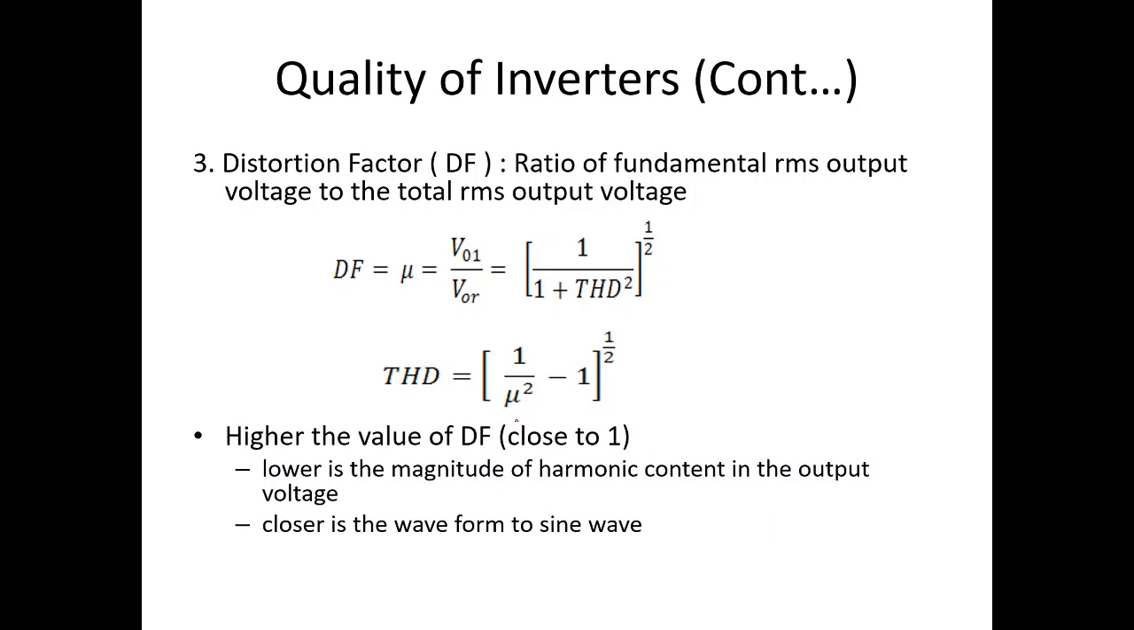So what is the information we have from this distortion factor? You can have this kind of information. The higher the value of distortion factor, the lower the magnitude of harmonic components in the output voltage, and the closer the waveform is to the sine wave. So it also gives information about the output voltage wave shape, how close it is to the required wave shape, that is sinusoidal voltage. So these are the three important factors: harmonic factor of nth harmonic, total harmonic distortion, and distortion factor.